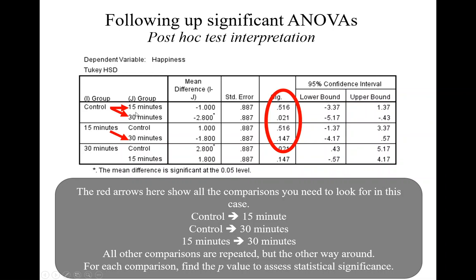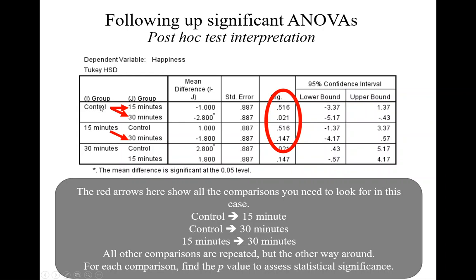You'll see that there is a lot of redundancy in here. So we really only care about three of these comparisons, and I've marked them out with a red arrow here. First, if we look at control versus the 15-minute group, we look along that line, we have a p-value of 0.516. So there's no difference between the control group and the 15-minute group.